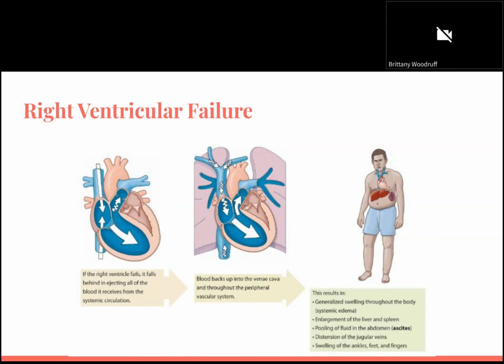So why is this happening? Blood backs up into the vena cava. And that's the new material. Congratulations. You guys are doing some new stuff.